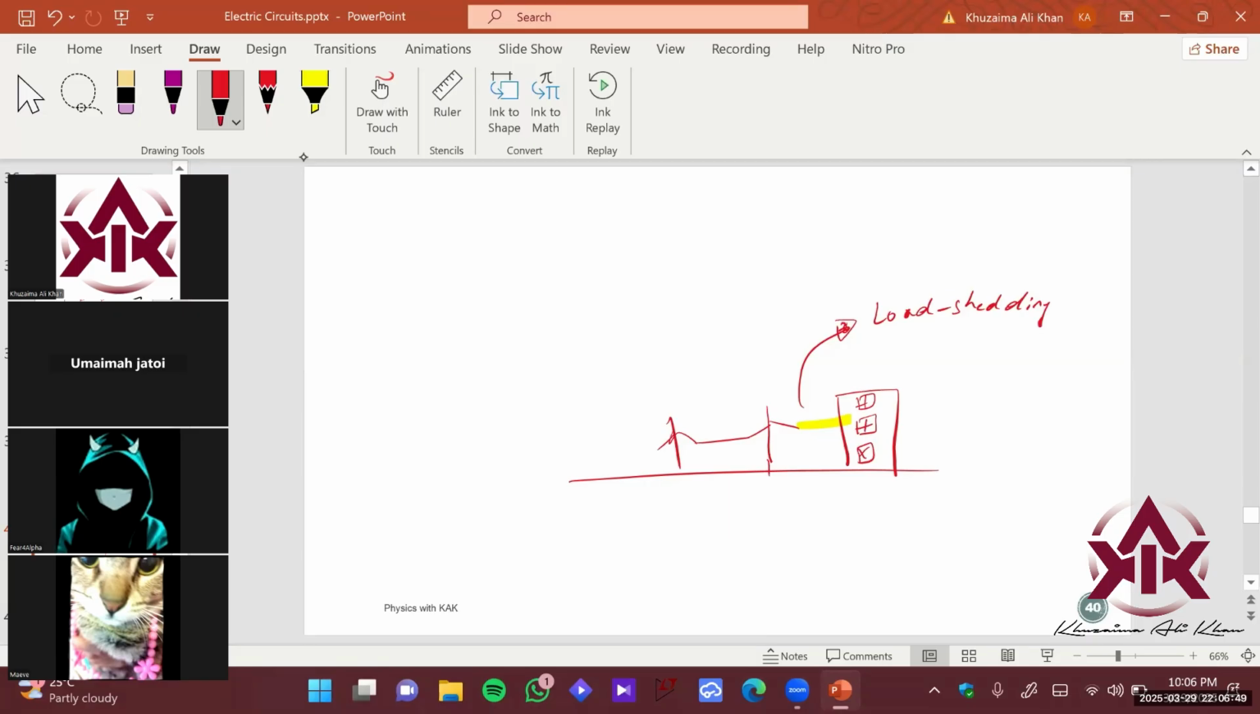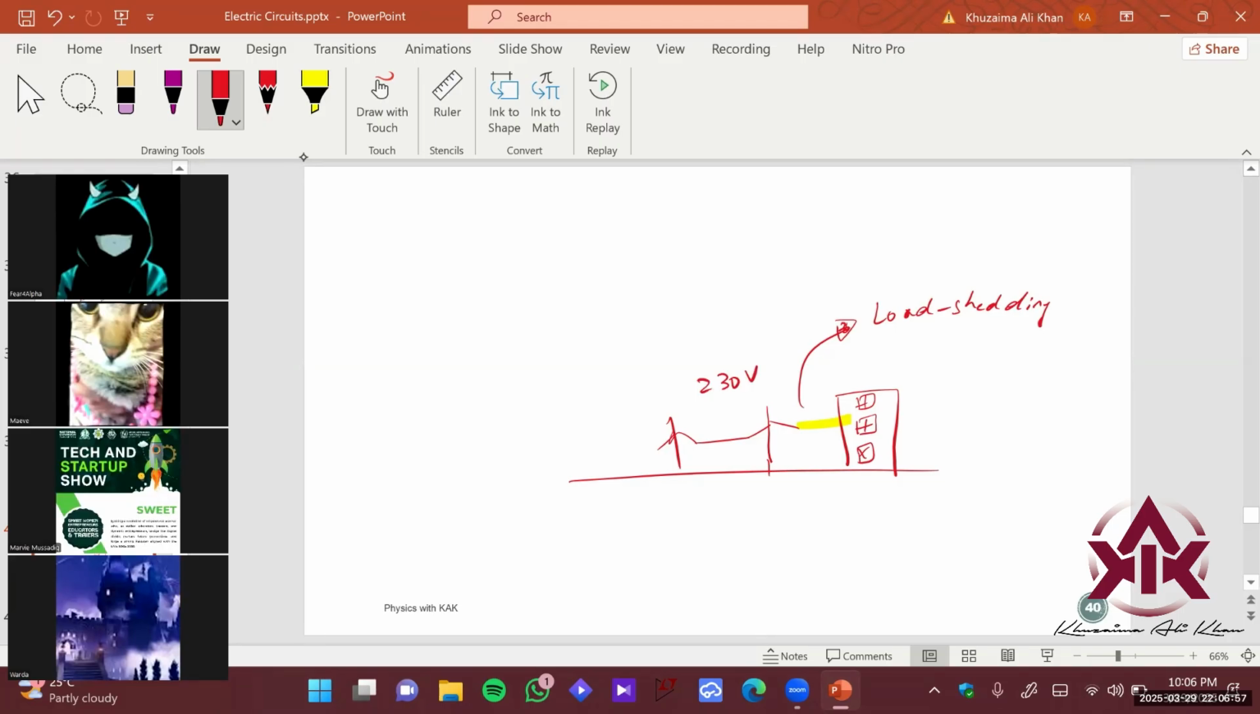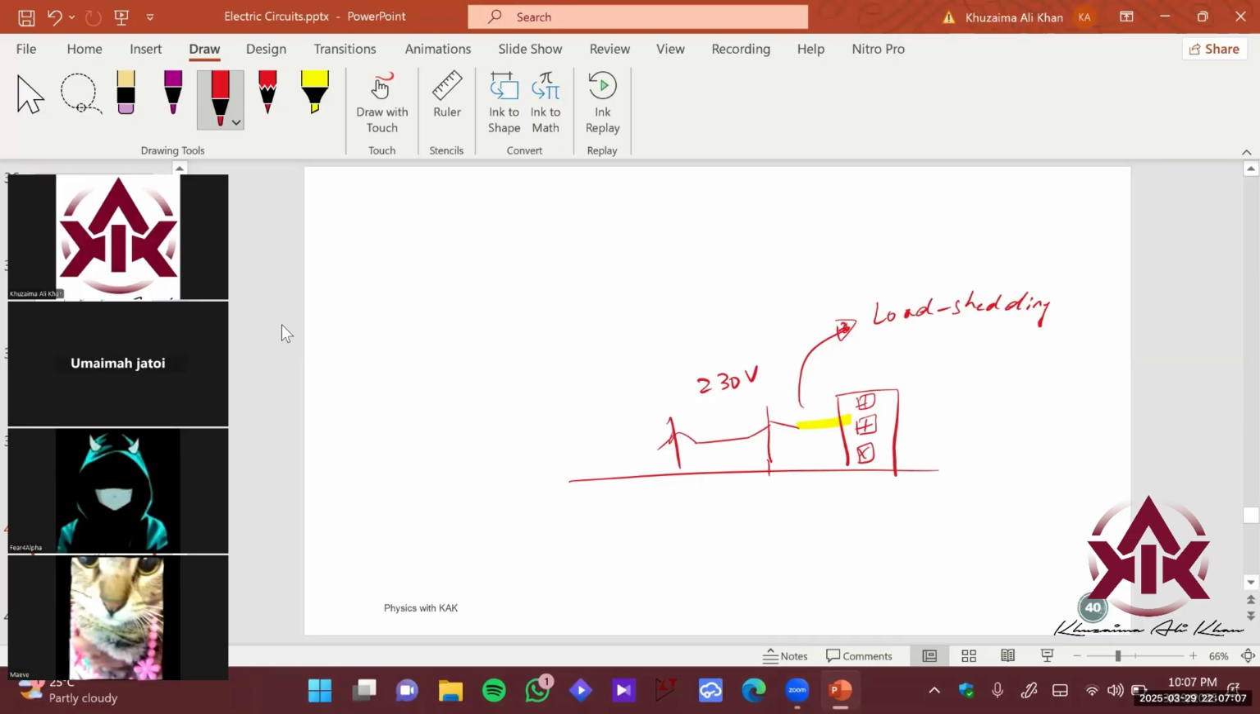So you cannot open this manually, right? Because it is operating at 230 volts, right? It's containing a huge amount of current. And if you try to do it manually, there might be a huge spark which can electrocute you and kill you, right? So you want to do this automatically, right? Over here, you can use a relay, right? So what is a relay?